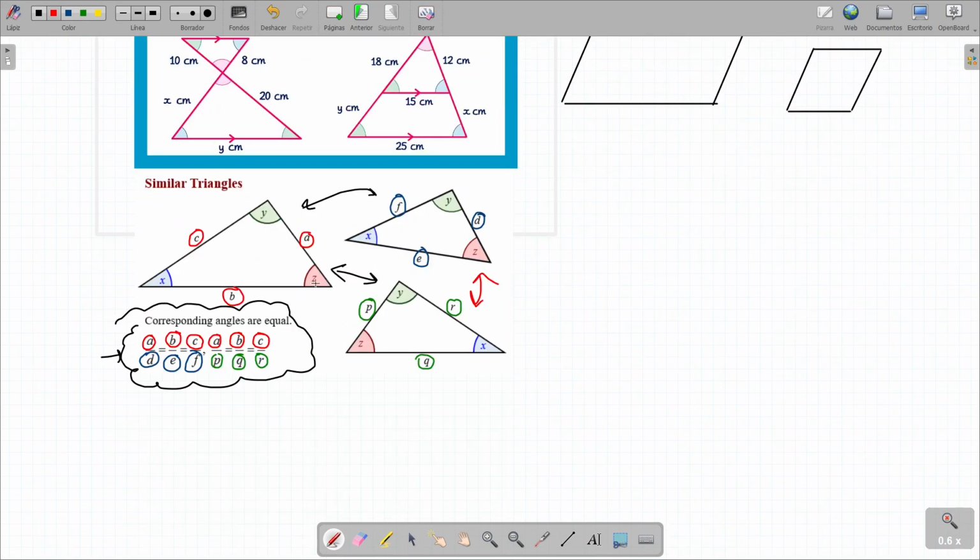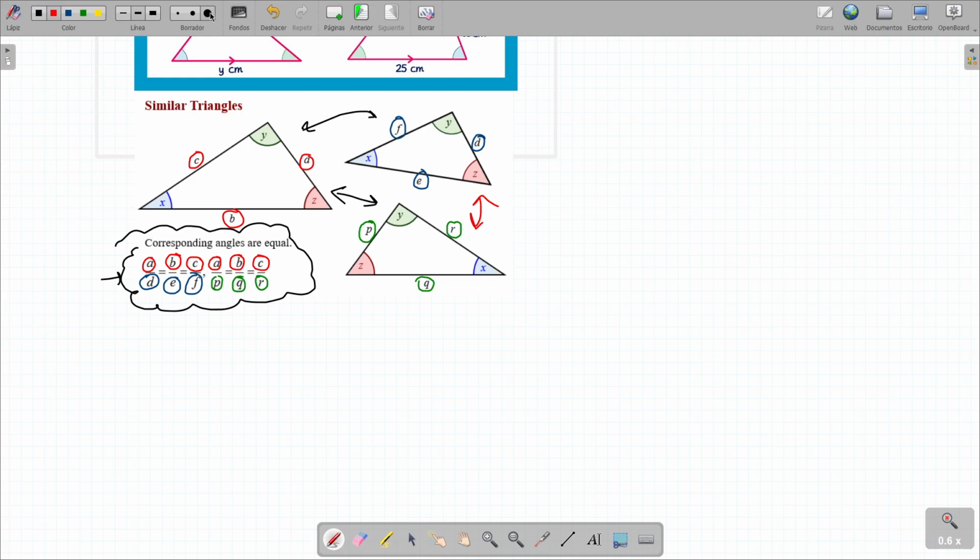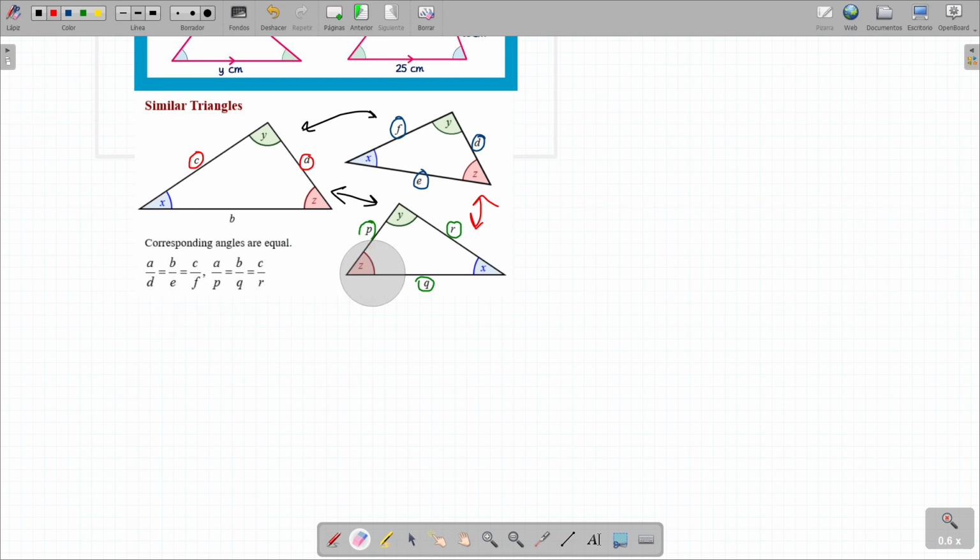Now, in order for you to remember, I will give you one example. Let me erase this to make this much clearer, okay? Let's say that this triangle is 3, this is 5, and this is 4.